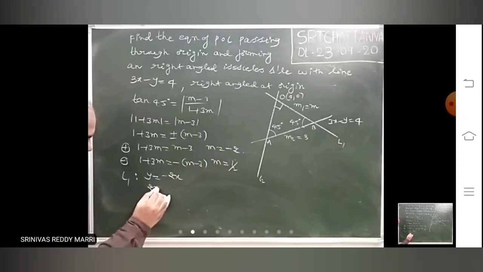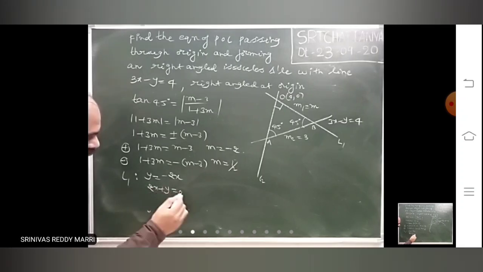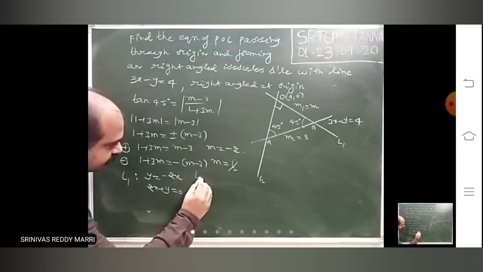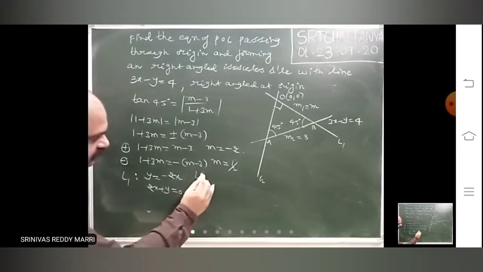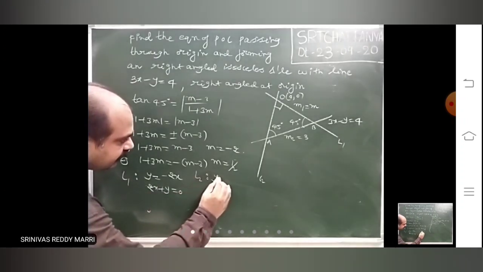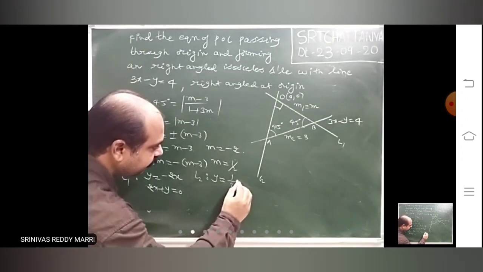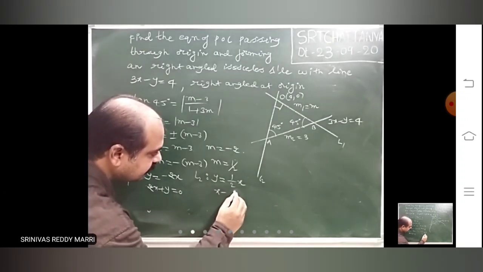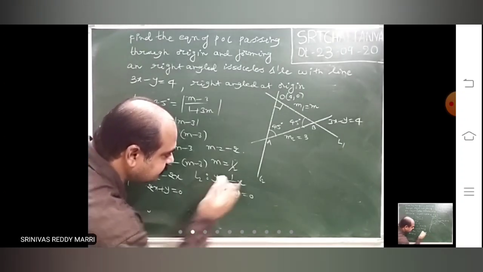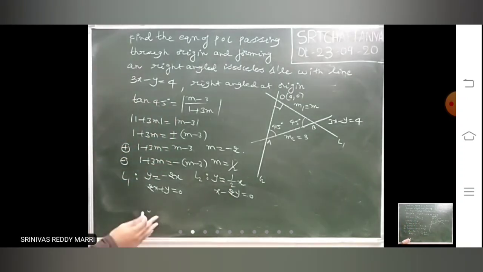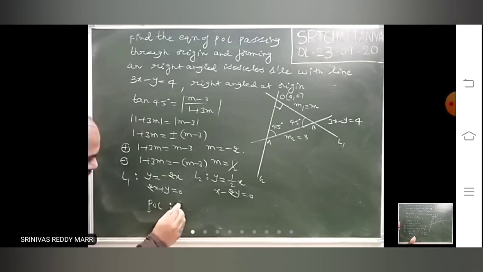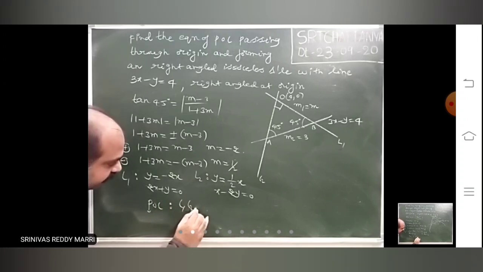So the equation of this line is 2x plus y equal to 0. L2 is y equal to 1 by 2 x, that means x minus 2y equal to 0. What is the combined equation of the pair of lines? It is L1 into L2 equal to 0.